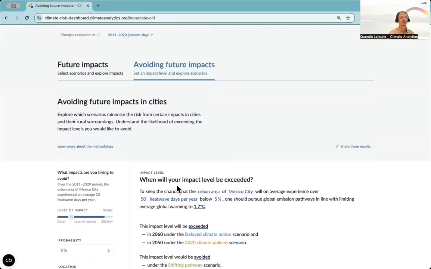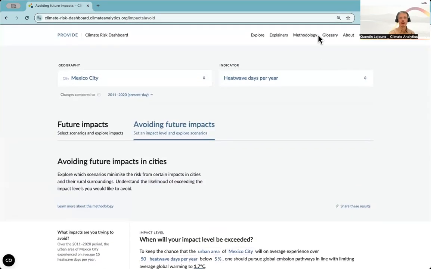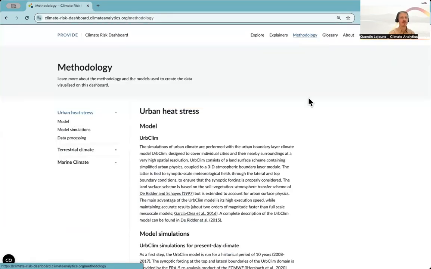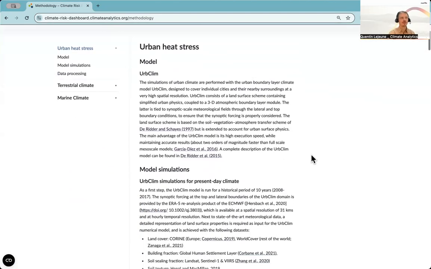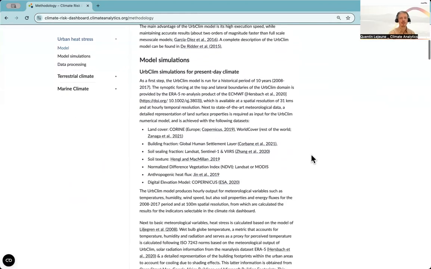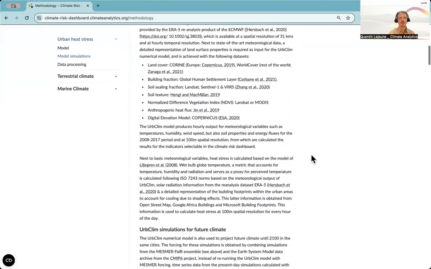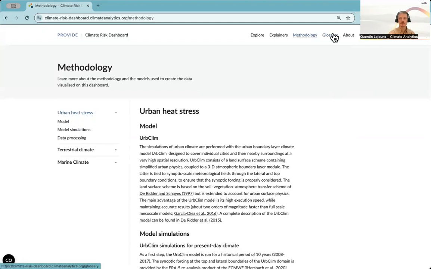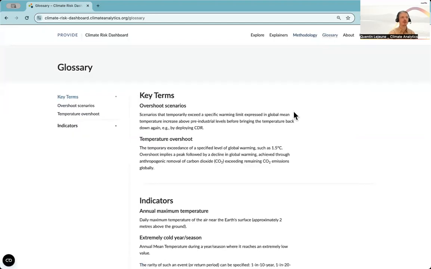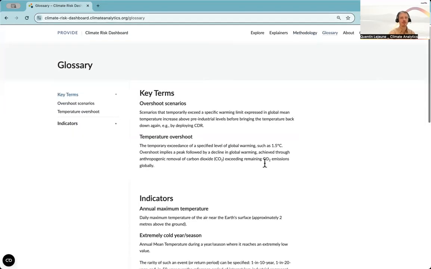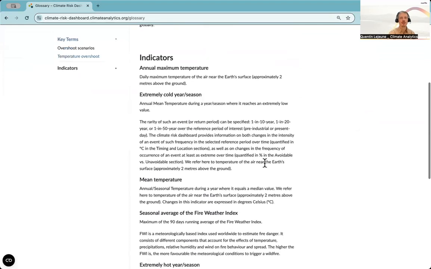In addition to these two modes of the dashboard, we have a methodology page where you can find detailed information on the models used for projections in all sectors, marine, urban, and terrestrial climate, as well as the simulations that were conducted and how the data was processed. We also have a glossary page where we try to include a bit more information about general concepts and indicators.